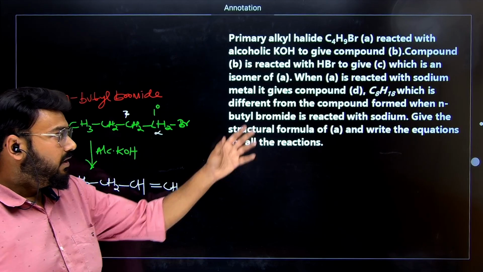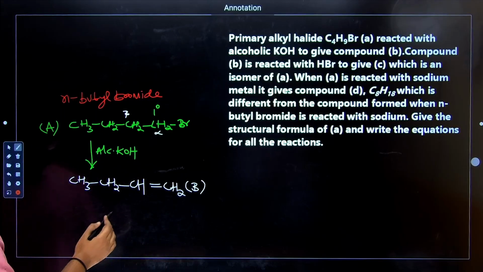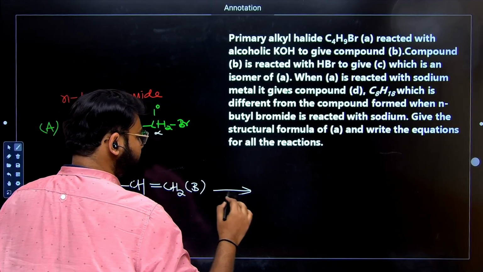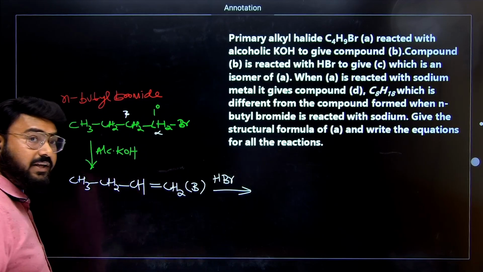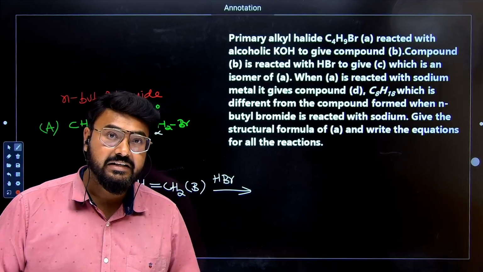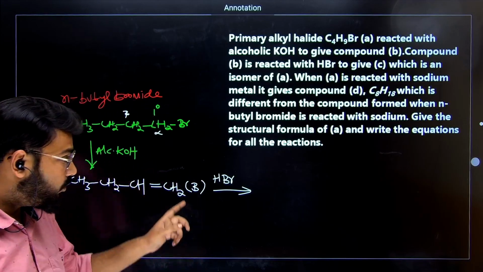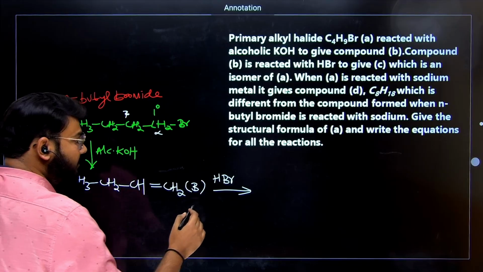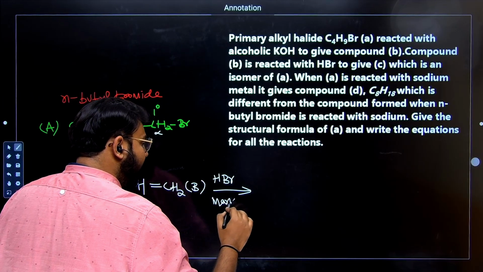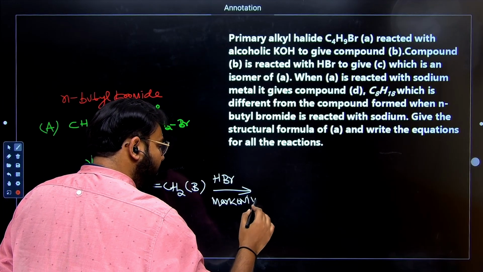Now it says you add HBr, it gives C. So let's add HBr on this. So remember, when HBr and peroxide are together, then it is anti-Markovnikov. But only HBr, it means it will be a Markovnikov rule. So we will add Markovnikov's rule, okay?